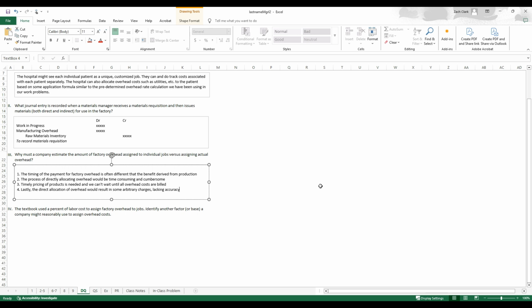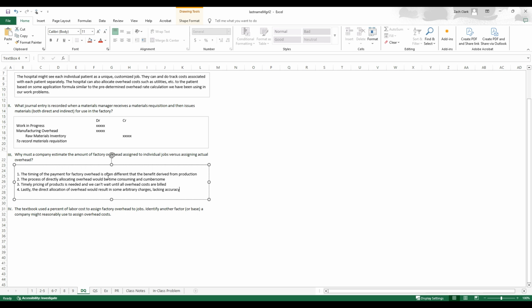I think what we're saying here is it would be impossible at times to directly allocate some of these things. And again, we'd just be getting back to allocating those out based on some sort of predetermined formula. So that gets us back to the whole process of estimation that we're using anyway through the predetermined overhead rate. But then it runs into all these issues of timeliness and how cumbersome it would be.